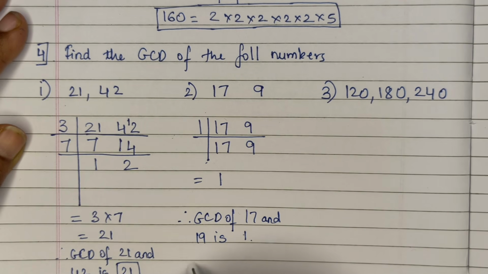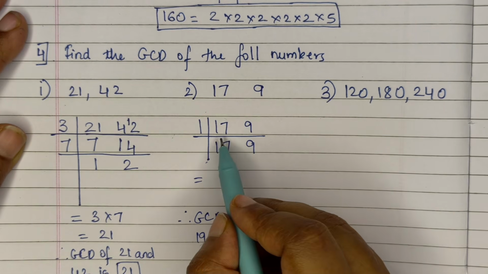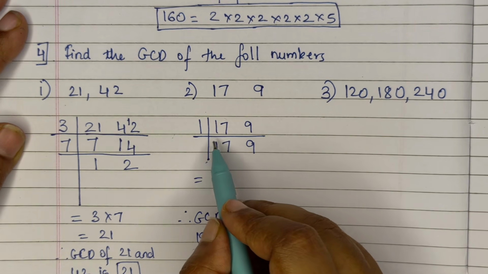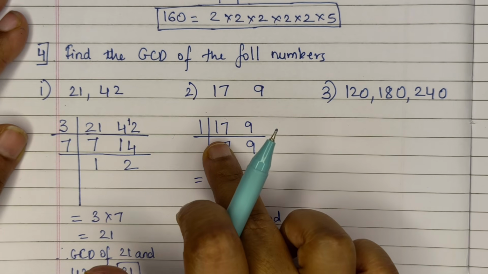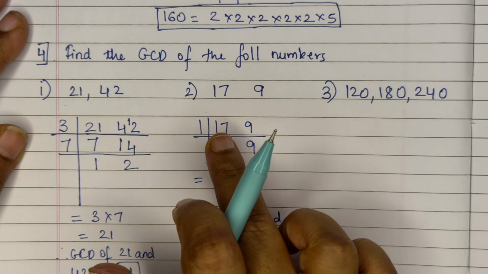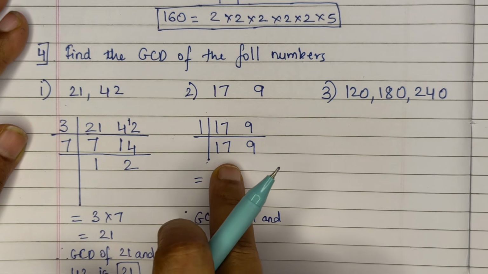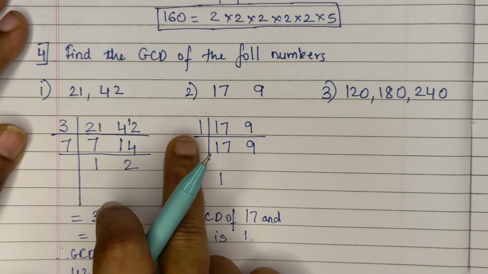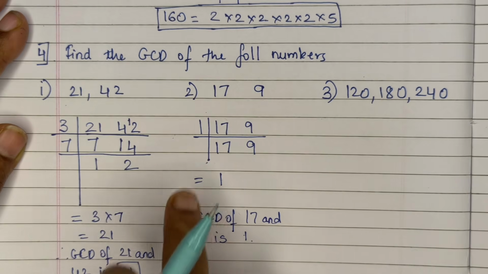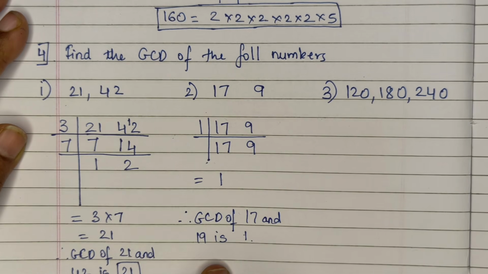You can also mention here that 17 is a prime number. Understood? Whenever you have one prime number, that means you cannot proceed. You have to stop the division and it will go only in one times table. So that's why the highest common factor is 1 and 1 is the GCD over here. Understood? So GCD of two numbers is 1 over here because 17 is a prime number.